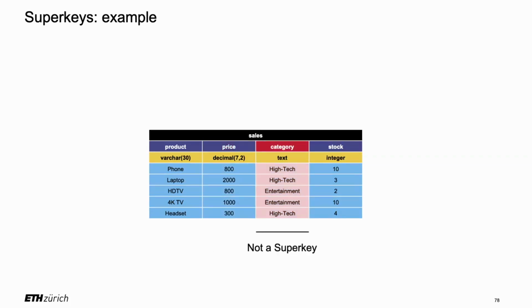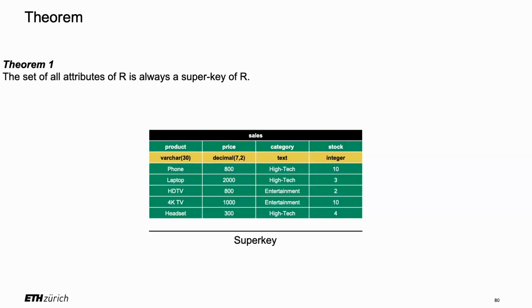That's also not a super key. The category alone is not enough. High tech is ambiguous, entertainment is ambiguous, not a super key. This is not a super key, right? Because the 10, for example, wouldn't suffice. This is a super key.